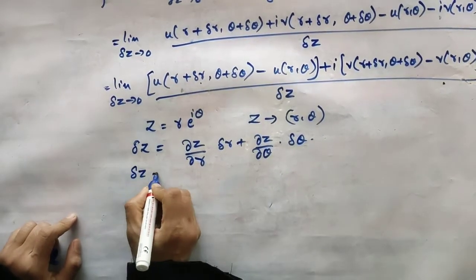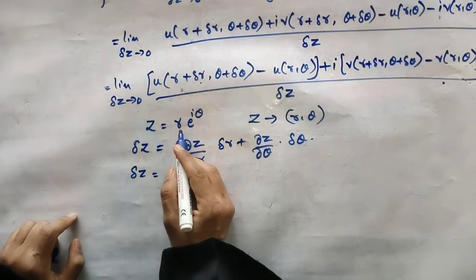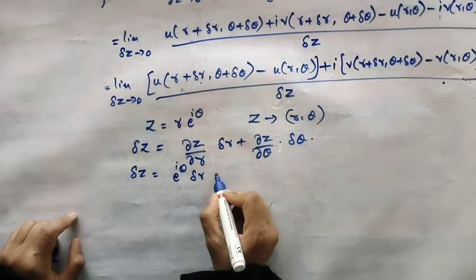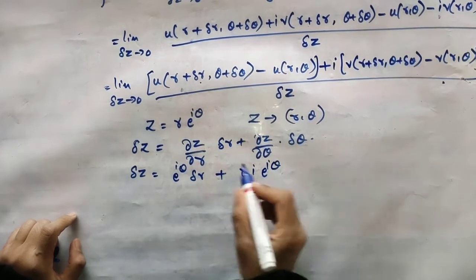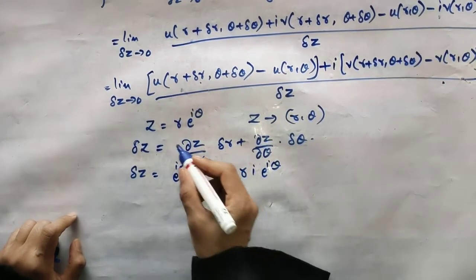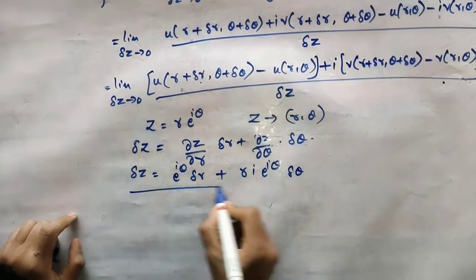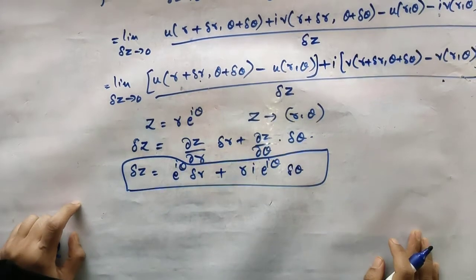Now delta Z will be dou Z by dou r. What is the derivative of Z with respect to r? Derivative of r with respect to r is 1, e to power I theta as it is, into delta r. You will get plus dou Z by dou theta: r into I e to power I theta. R as it is, derivative of e to power I theta is I into e to power I theta, delta theta. Now this is your delta Z.